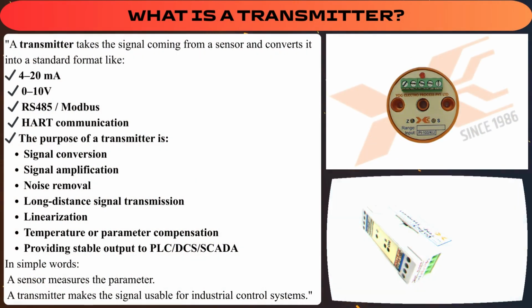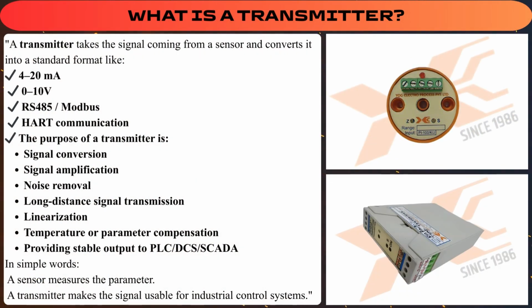What is a transmitter? A transmitter takes the signal coming from a sensor and converts it into a standard format like 4 to 20 milliampere, 0 to 10 volt, RS-485 Modbus, HART communication. The purpose of a transmitter is signal conversion, signal amplification, noise removal, long distance signal transmission, linearization, temperature or parameter compensation, providing stable output to PLC, DCS, SCADA.